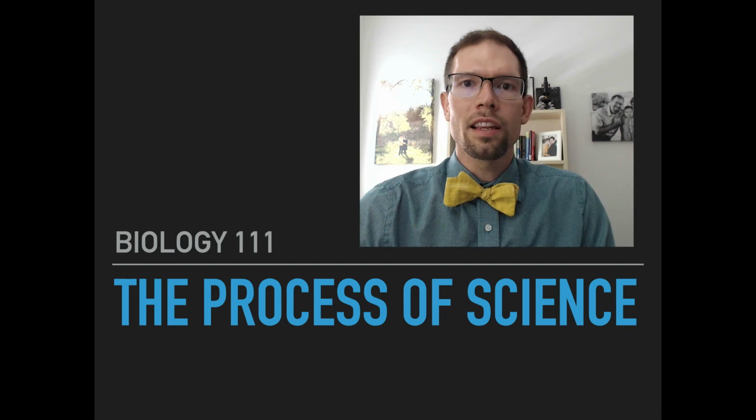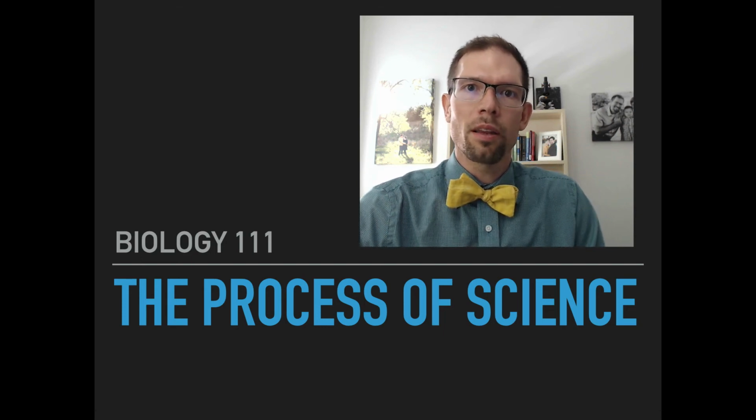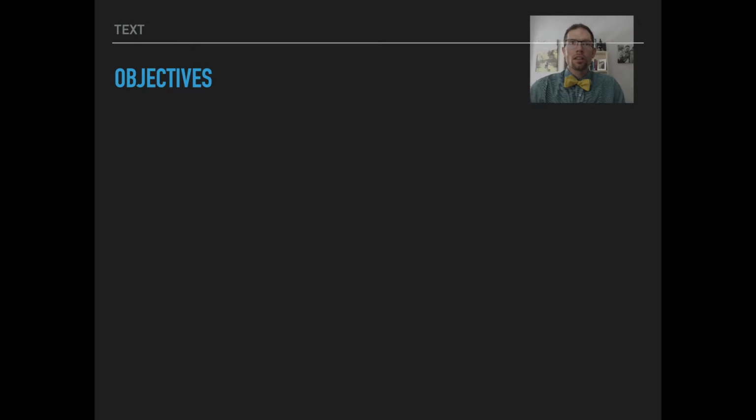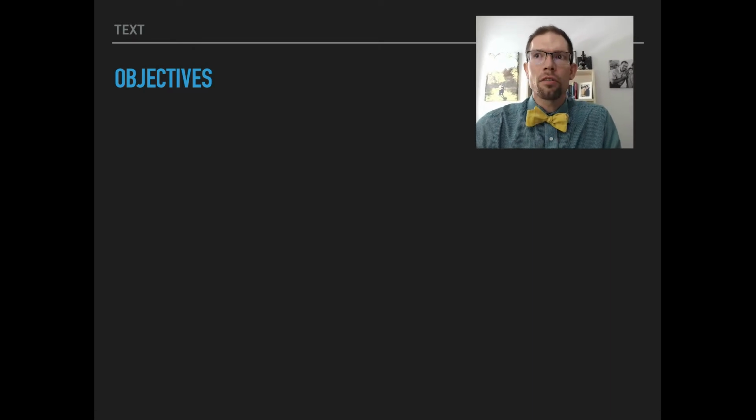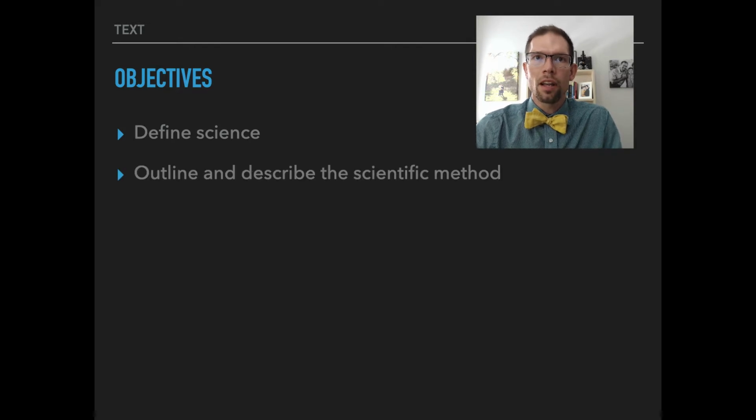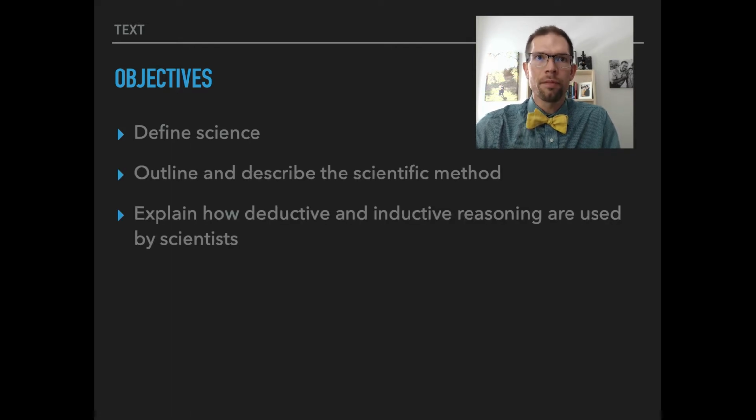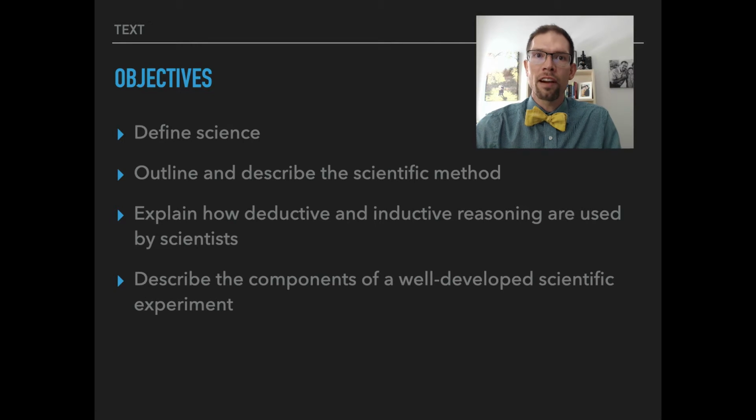Hello students, in this video we are going to be talking about the process of science. By the end of this video there are a few things you should be able to do. First of all, you should be able to define science. You should be able to outline and describe the scientific method. You should be able to explain how deductive and inductive reasoning are used by scientists. And then finally, you should be able to describe the components of a well-developed scientific experiment.